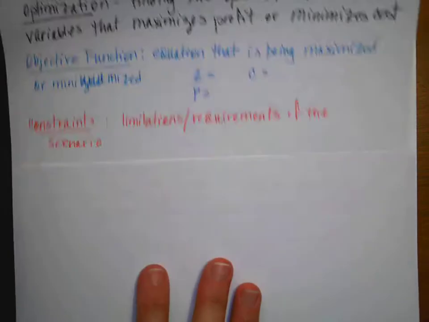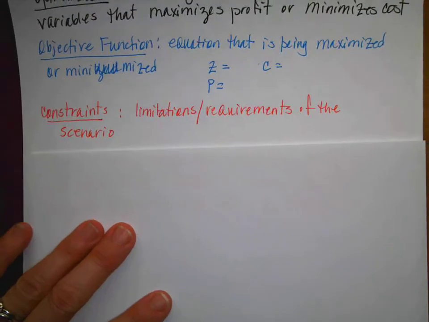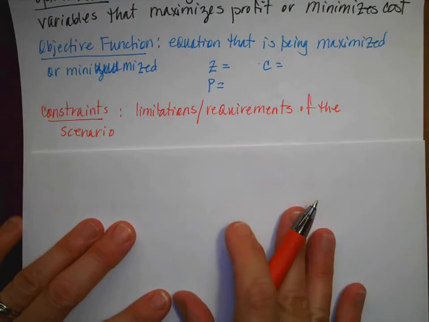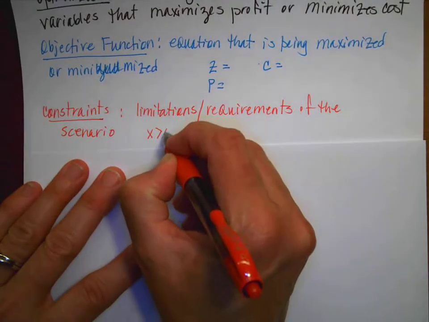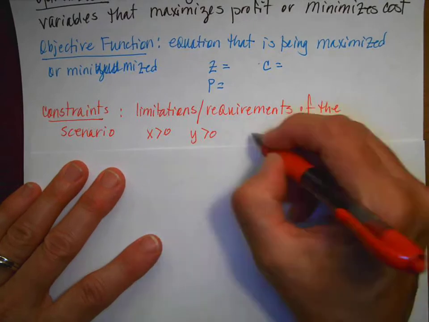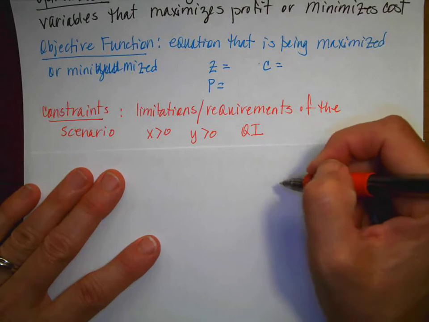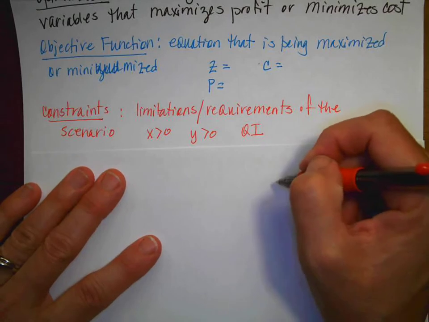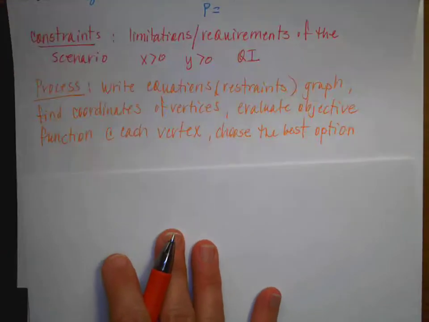Okay. Our constraints are going to be the limitations and requirements of the scenario. Two that are often unstated but are always included are x is going to be greater than 0 and y is going to be greater than 0, because these two place our graph in the first quadrant, because it would be weird to talk about making things when you're making a negative product or something like that. So we usually restrict these values to the first quadrant.